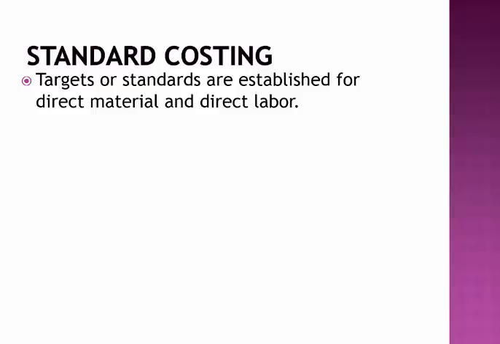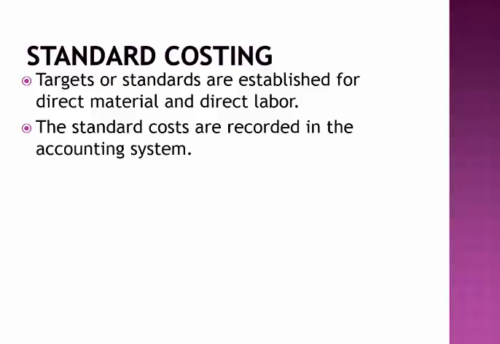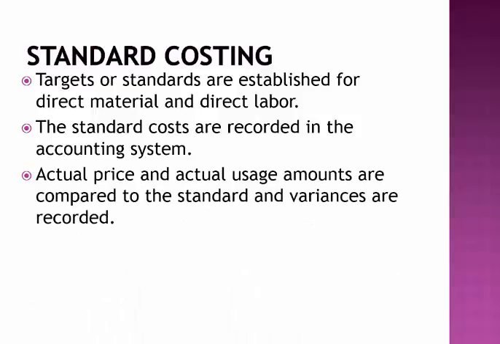A standard cost is the cost to the company of a unit of output, such as direct material cost of a completed unit. Right, so we can develop these numbers, and the standard costs are recorded in the accounting system. Actual price and actual usage amounts are then compared to the standards, and variances are then recorded.